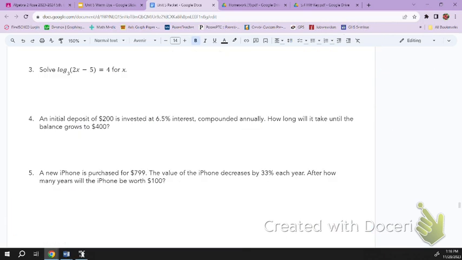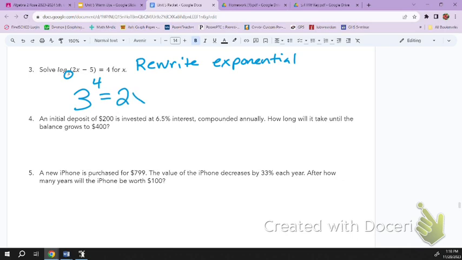Number three, I'm going to rewrite this. Write a hint or a step: rewrite this in your exponential form. When you see a log and you've got to solve it, just start by rewriting. So what's the base of the exponential? 3, right? That's my base, to the power of 4, and it's going to equal what's inside the log. Perfect. Would we keep it in parentheses? Nope, it breaks out of the parentheses now.